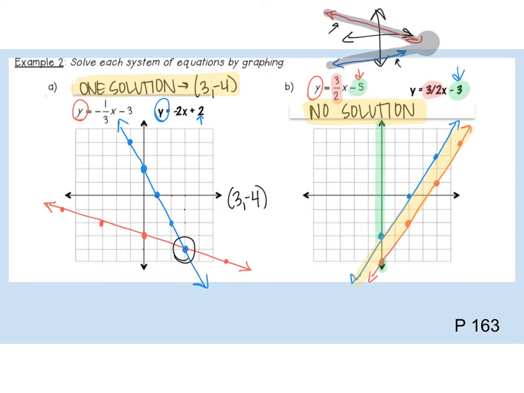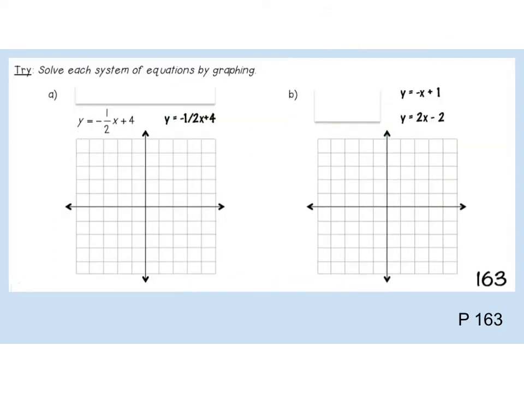Whereas here, for part B, I had slopes of 3/2 for both of them and a different y-intercept. So that gave me a graph of no solution.